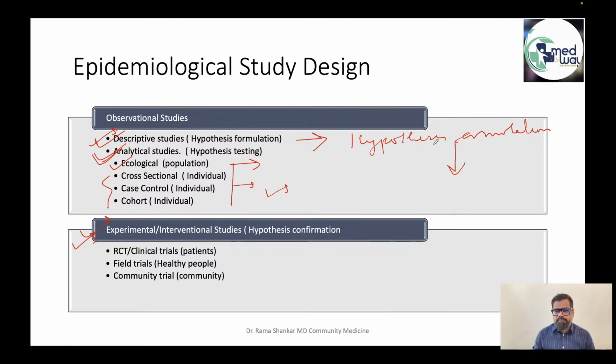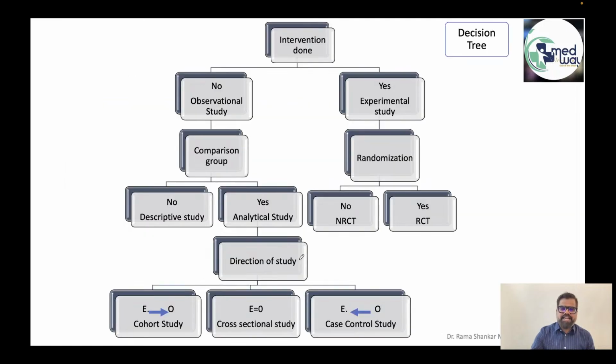So please remember, hypothesis formulation is done by descriptive study. Hypothesis testing is done by analytical study, and confirmation is done by experimental study. Okay. One more way of understanding is the decision tree.